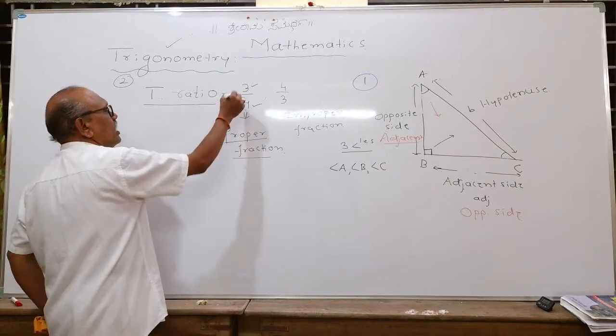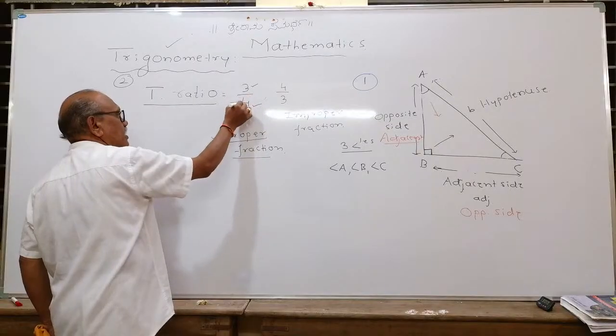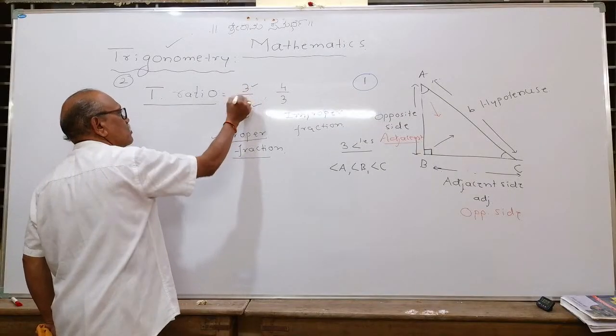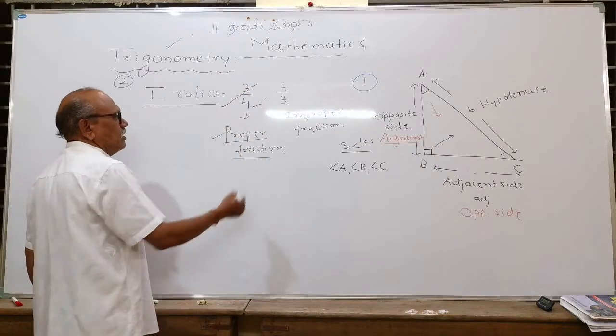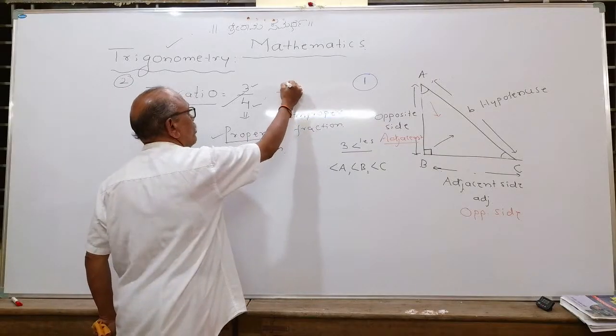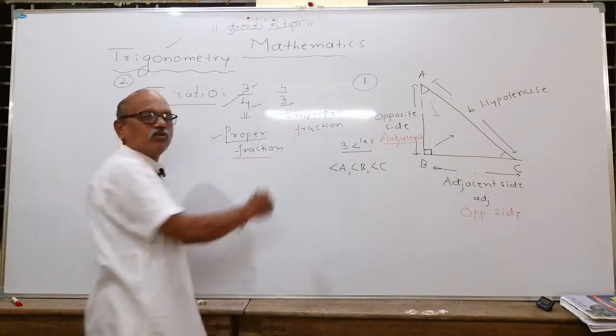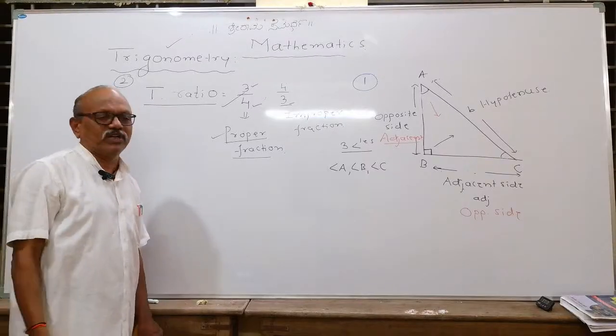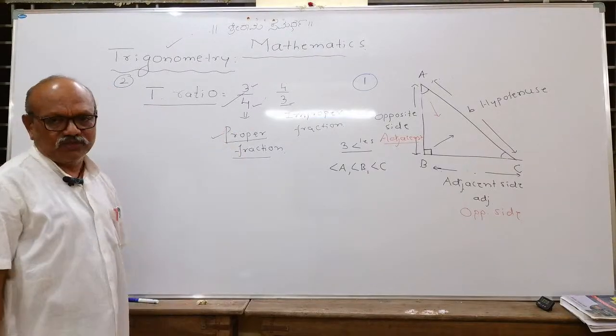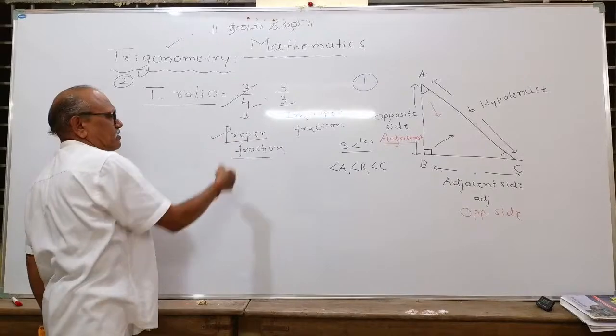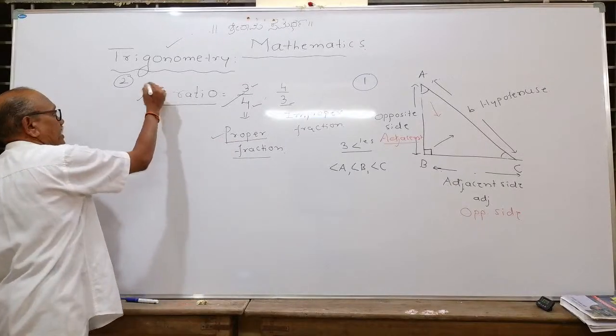A fraction in which the numerator is smaller and the denominator is bigger is called a proper fraction. And a fraction in which the numerator is bigger and the denominator is smaller is called an improper fraction. There are two types of fractions. And these are the ratios with respect to trigonometry we are studying.